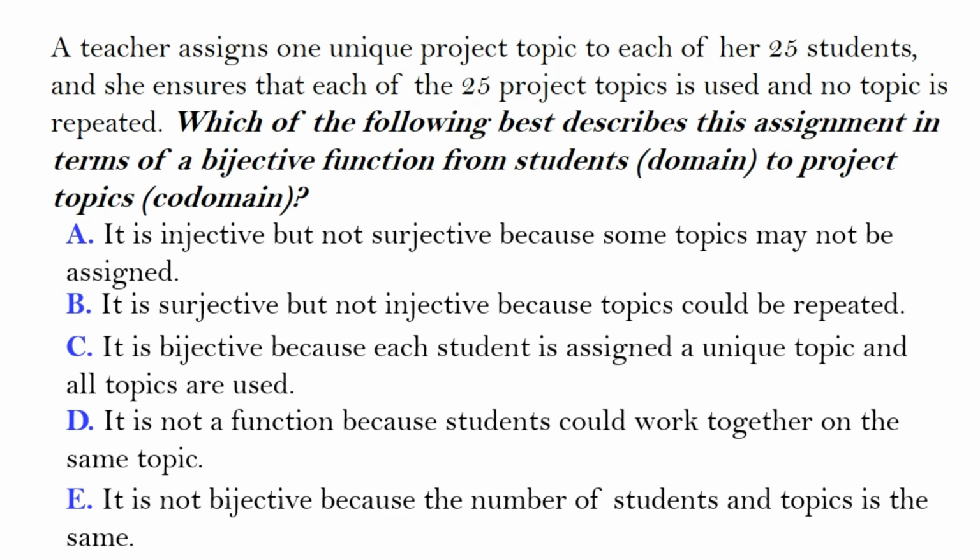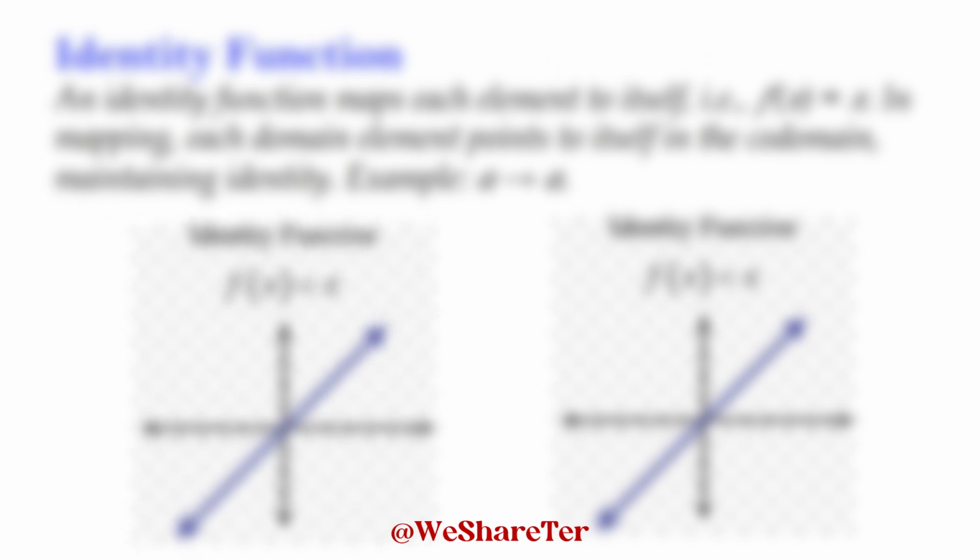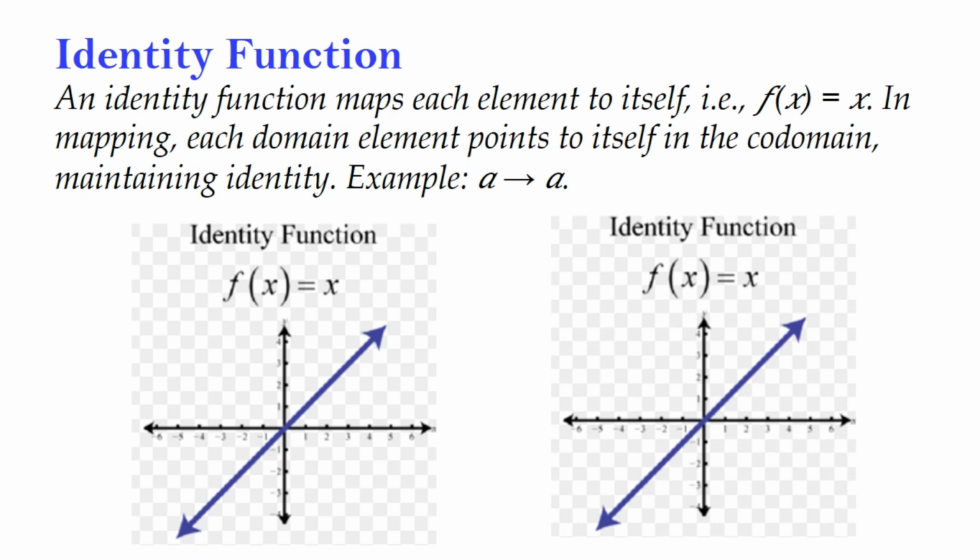Thank you. An identity function is a special type of function where each element in the domain maps to itself in the codomain. Mathematically, it is represented as f(x) = x. In a mapping diagram, each arrow points from a domain element to the same element in the codomain, ensuring no change. For example, if A is in the domain, the arrow points to A in the codomain.